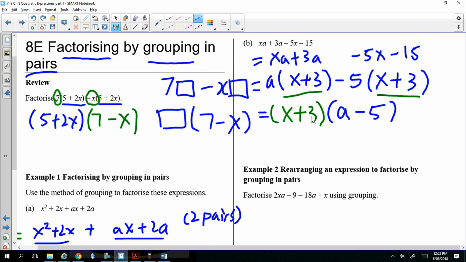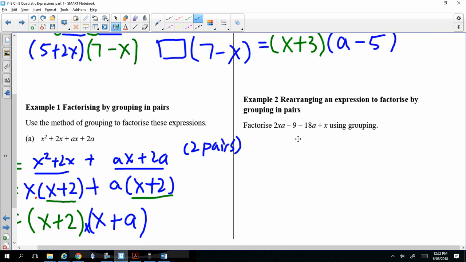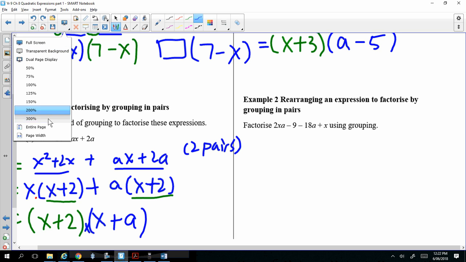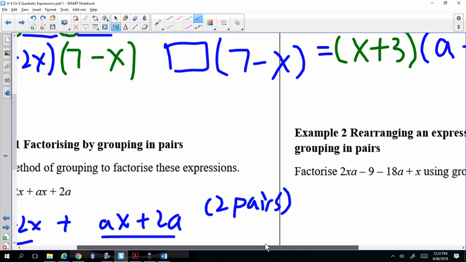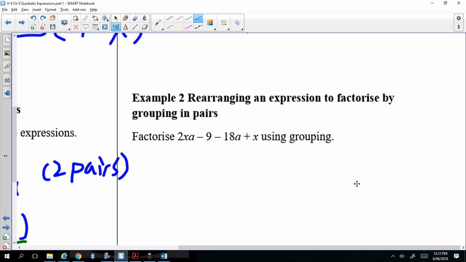Right, the next one, you have to rearrange it before you group them in pairs. Can you see in the first two terms, there's no common factor? So you have to rearrange it so that there is a common factor. How do you rearrange? You just pick this one and this one. They both have a. So you write 2xa minus 18a, and then write the rest at the end.